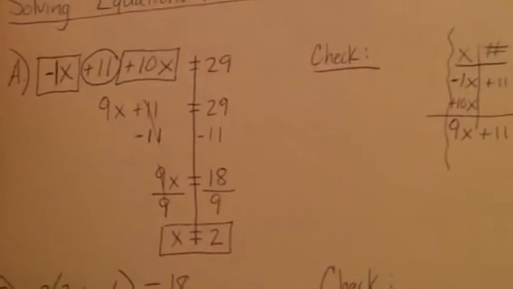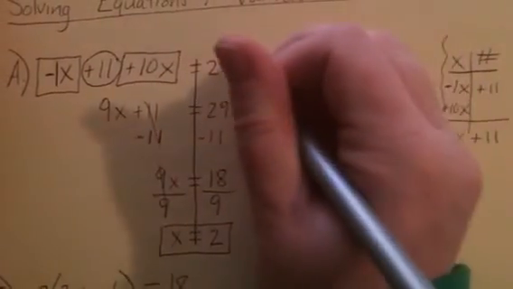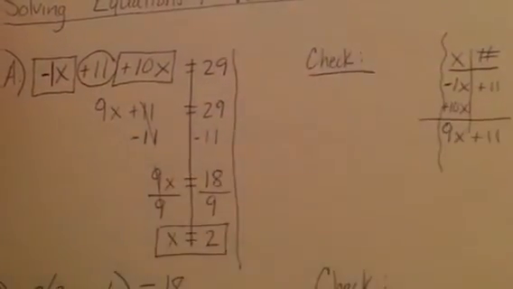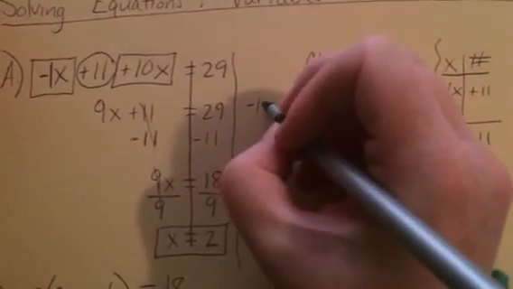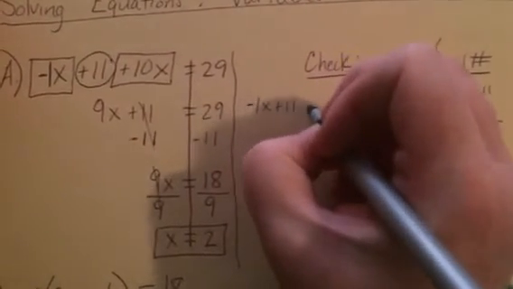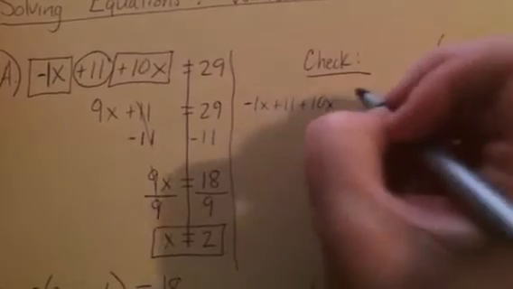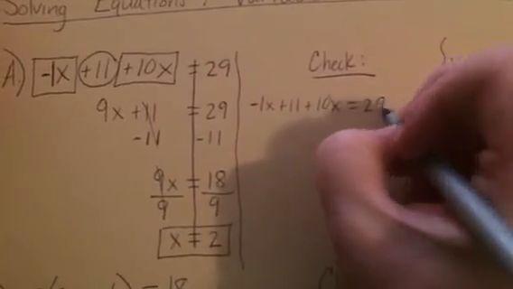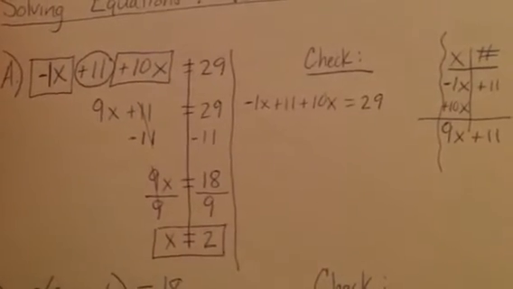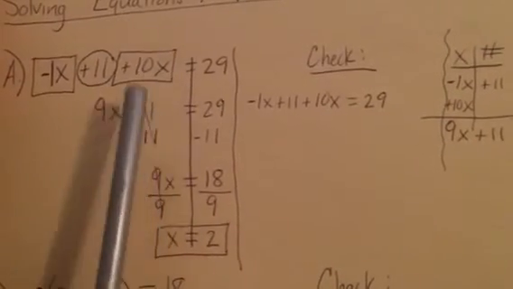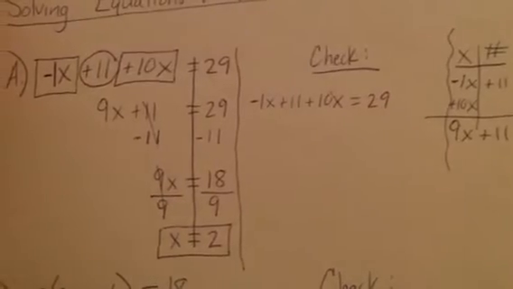So there's my answer. Now I have to make sure that that answer really does make my equation true. And so I'm going to copy down my original equation, -1x plus 11 plus 10x equals 29. And remember, I have to use the original equation so that my check catches any mistake that I might make even up here in this first step.